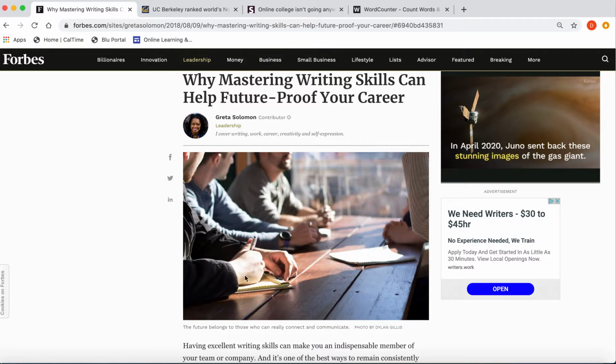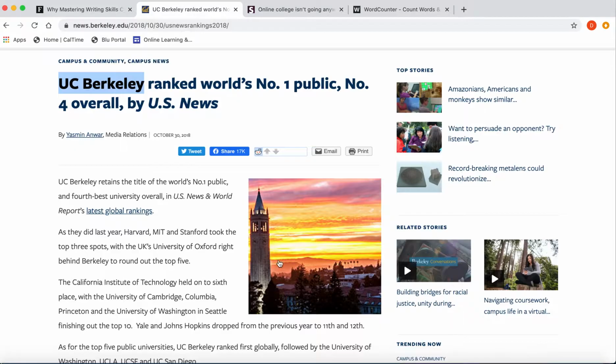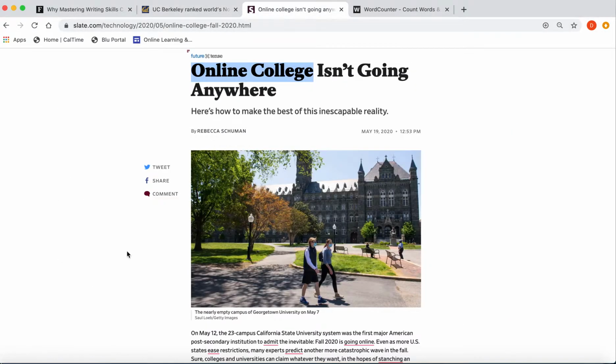We've got pictures. Here are some people who are getting ready to write. Here's a picture that represents UC Berkeley. And, well, at least we've got a college and some people walking around in masks to get at the idea that people aren't really on campus right now. A lot of them are maybe offline.